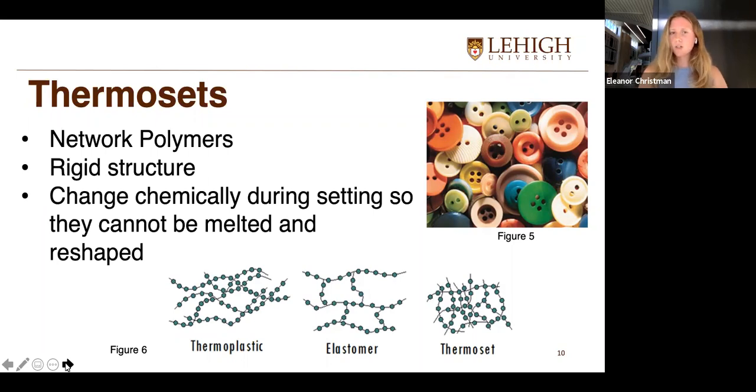They have rigid structures, and they change chemically during their setting, so they can't be melted and reshaped. As you can see in this image, the thermoplastics aren't really cross-linked. The elastomers are a little bit more cross-linked. And then these thermosets are very heavily cross-linked, so that's giving them that rigid structure. An example would be these rigid buttons, which are usually made of bakelite. Epoxies are also thermosets.